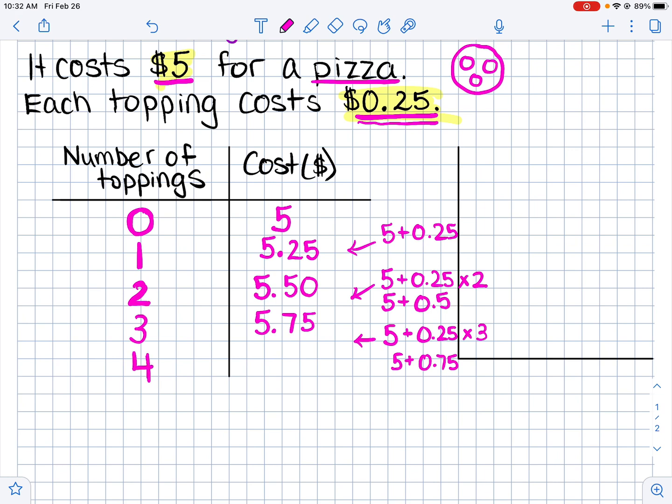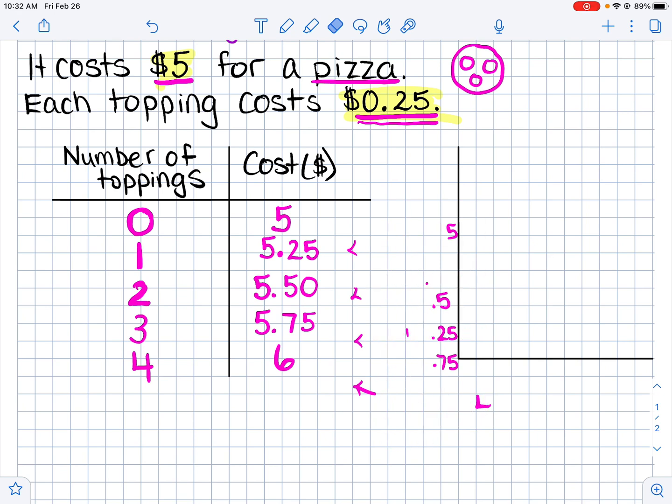And the last one, 4 toppings. So $5 for your pizza plus 25 cents per topping. So times it by 4. So 25 cents times 4 is $1 plus the $5 equals $6. That's how you fill out a table.